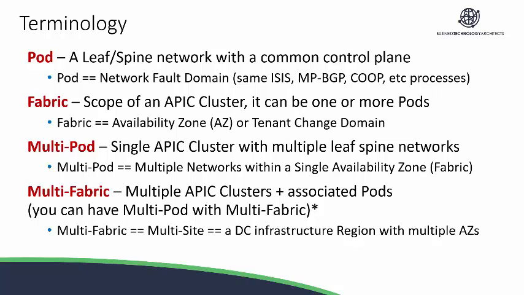So some basic terminology. Pod is a leaf spine network with a common control plane. Fabric is the scope of an APIC cluster. It could be one or more pods. Multi-pod is a single APIC cluster with multiple leaf spine networks. Multi-fabric is multiple APIC clusters and associated pods. You could have multi-pod with multi-fabric, so you could do that.